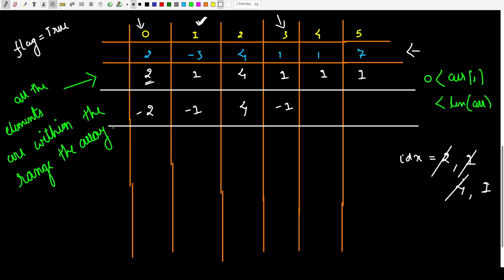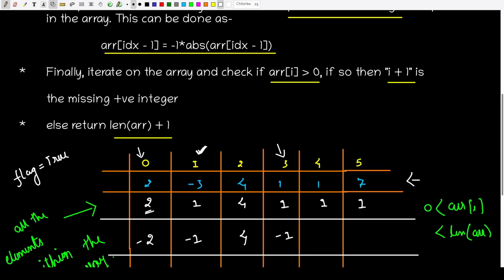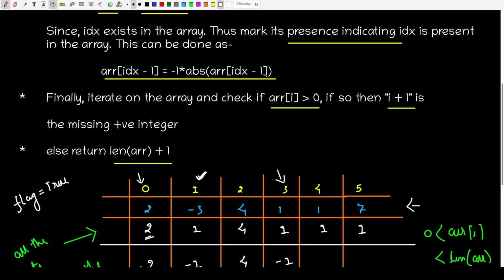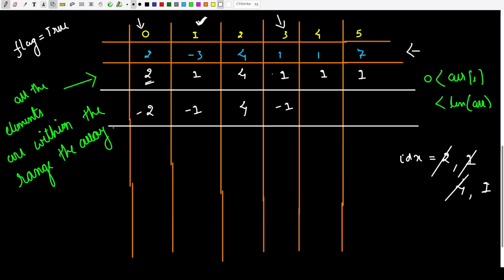So folks, the way we are turning the value to negative, if you see, is essentially minus 1 into absolute of arr[idx minus 1]. So essentially this is minus 1 into absolute of minus 2, so this becomes equal to minus 2, and this value remains minus 2. In a sense, what I was trying to emphasize over here is, if a value is already negative, then by turning the value again to negative, it does not become positive. So again, this value remains minus 2, and the same goes for this. And in this way, we will be able to mark the presence of each of the elements which are present in the array.